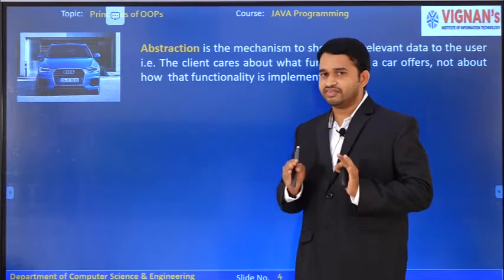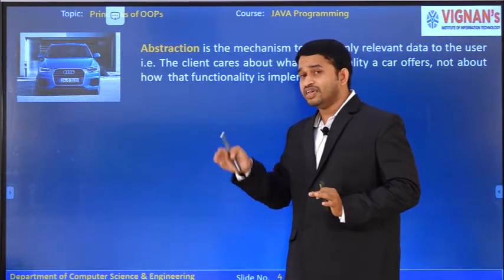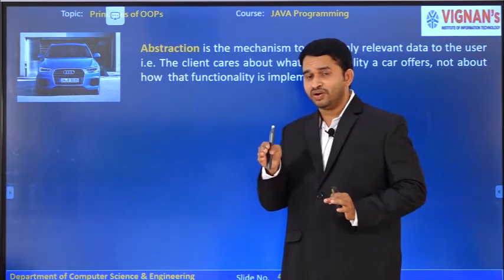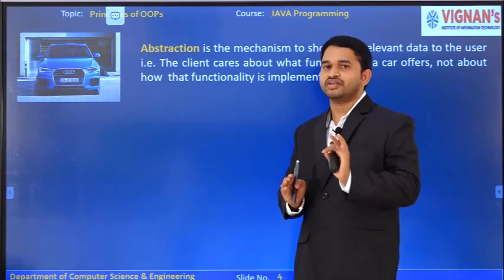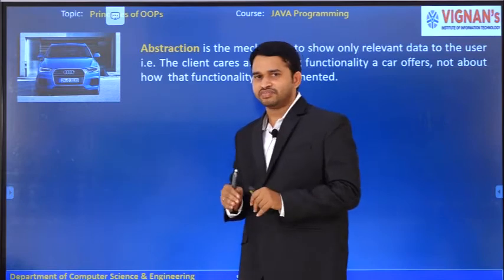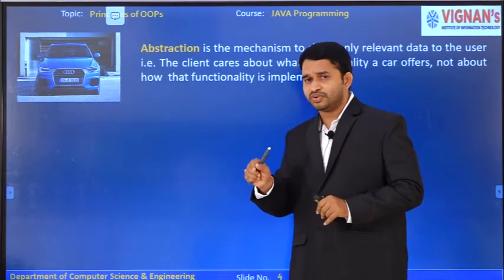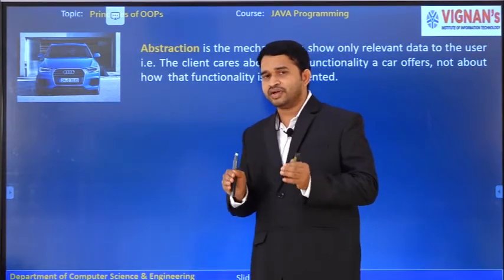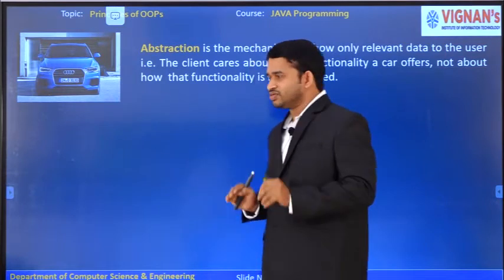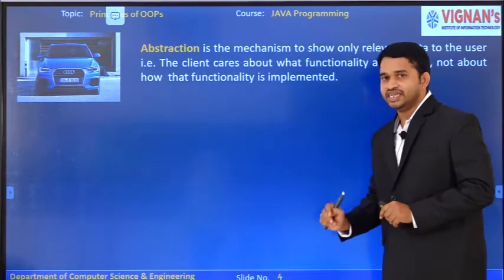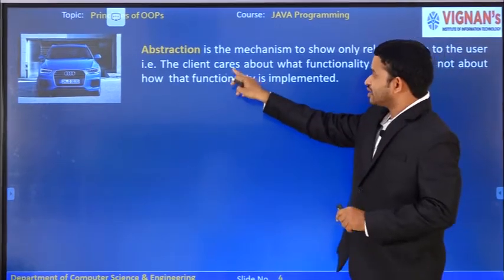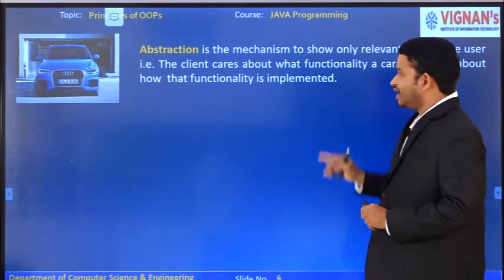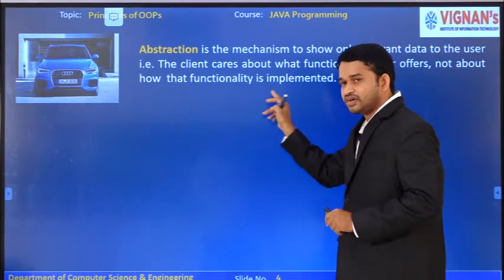All these things are required for a driver, but how they are operated, how they are functionally implemented, the driver doesn't care about. It isn't required for the driver. As a driver we should know about the functionality, but how it is implemented is not required. So, let us go to the definition of abstraction. It gives the relevant data to the user, and the client cares about the functionality, but doesn't care about how the functionality is implemented.